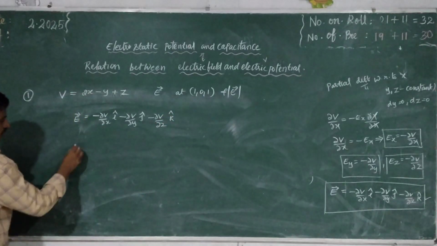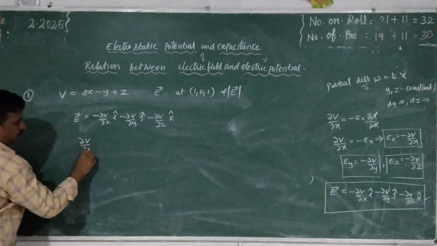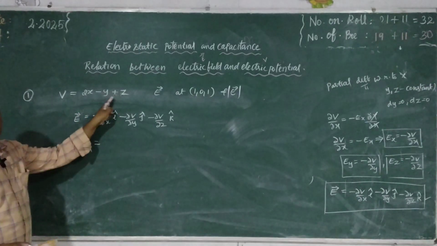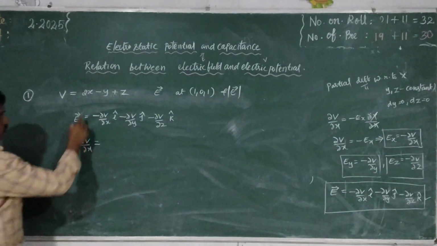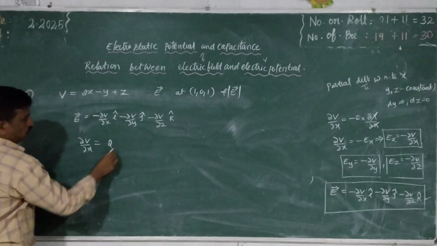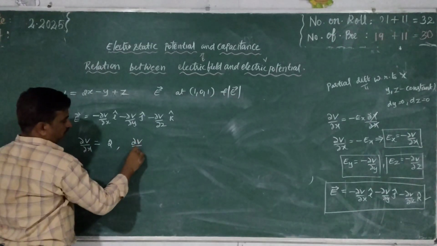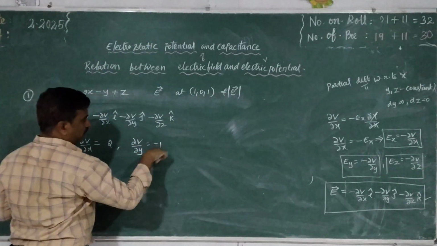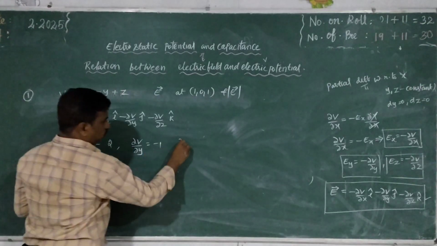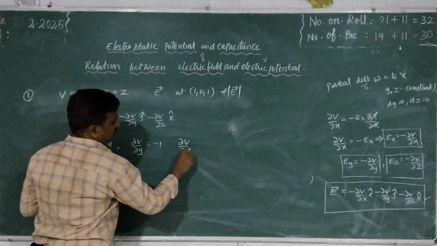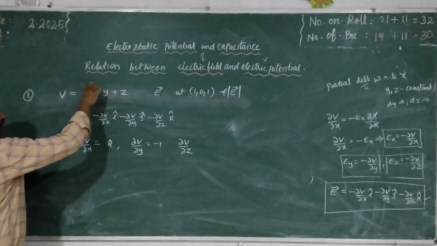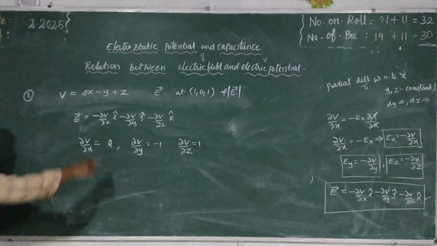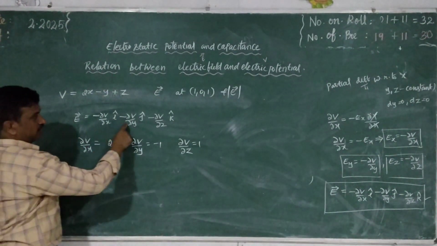So first we can find dou V by dou x. What is dou V by dou x here? Only x is there, the remaining y and z are 0. So 2x differentiation gives 2. Next, dou V by dou y. Here only one term is there, so we can write minus 1. Dou V by dou z: only this one is there, the remaining are 0, so the differentiation gives 1. So just we can substitute here. The minus is common and taken out.